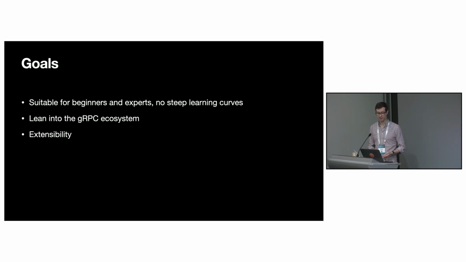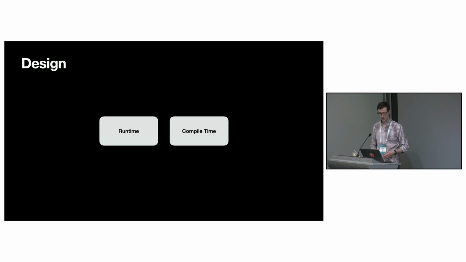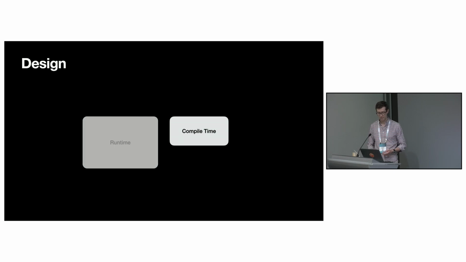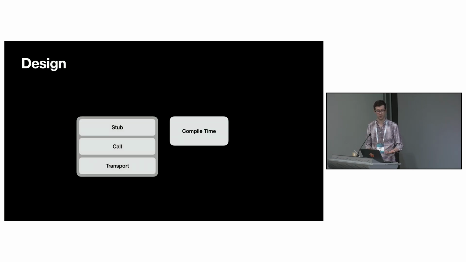To make sure we set off on the right course, we spent a lot of time designing and prototyping. The library has two types of component, runtime and compile time. The runtime part is what user code depends on. It has three broad layers: transport, call, and stub. The transport layer provides the long-lived communication between a client and a server. It doesn't know about protobuf or serialization. It just deals in streams of request and response parts.